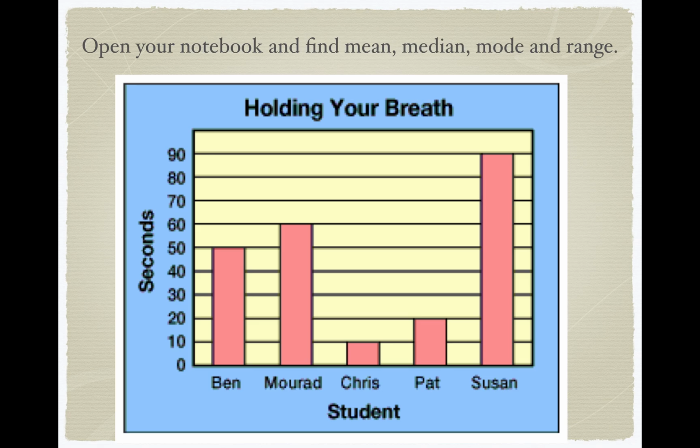So there are 5 students, and Ben can hold his breath for 50 seconds. Morad can hold his breath for 60 seconds. Chris for 10 seconds. Pat for 20 seconds. Susan for 90 seconds. That's a long time. So now you need to find the mean, median, mode, and range. Okay, so what is the average amount of time that someone can hold their breath? Then what is the mode? Is there a mode? What is the median? Then the middle number. And what is the range from the person that can hold the breath the most time and the least time? So open your notebook and try and find all of these things now.